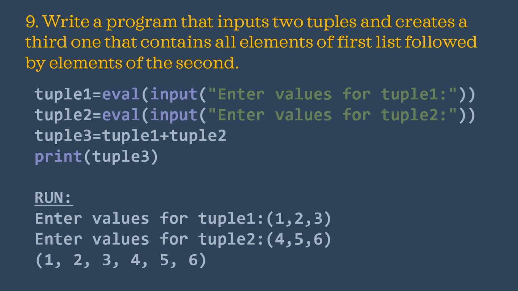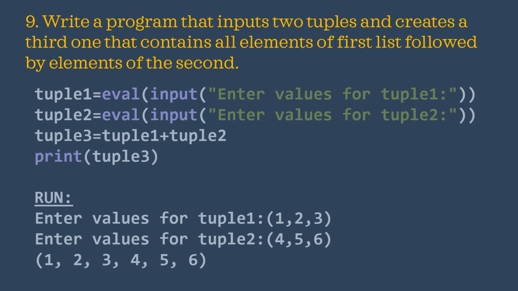Now the next program is to take two tuples and create a third one that contains all the elements of the first tuple followed by the elements of the second tuple. This is a very simple program. You can just take two tuple variables, tuple 1 and tuple 2, and you can take the values at runtime by using the eval function. Eval input enter values for tuple 1 and eval input enter values for tuple 2. In that case, it will ask the user to enter the values for tuple 1 and tuple 2.